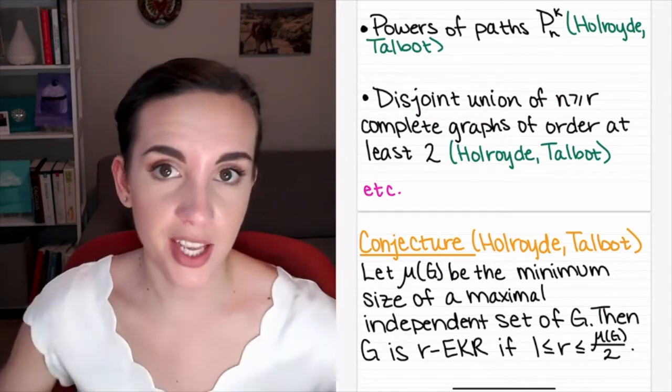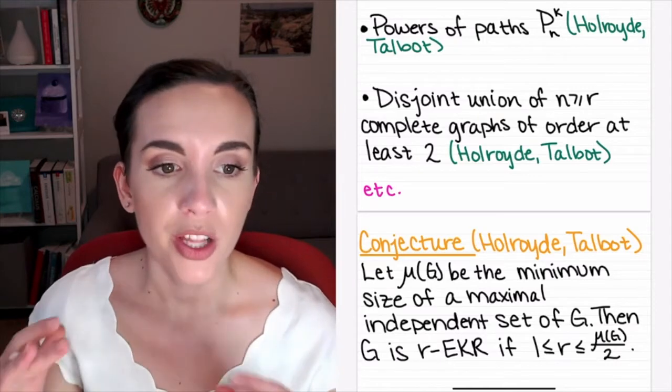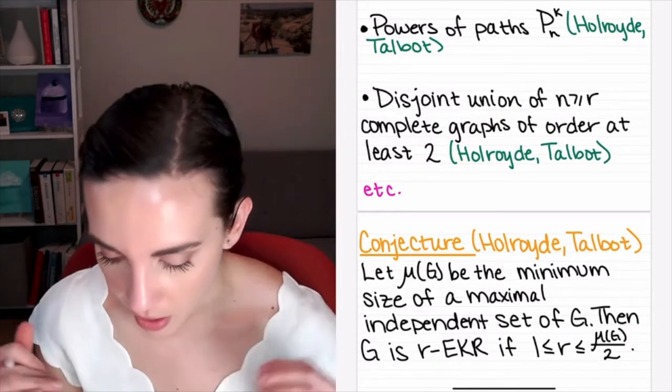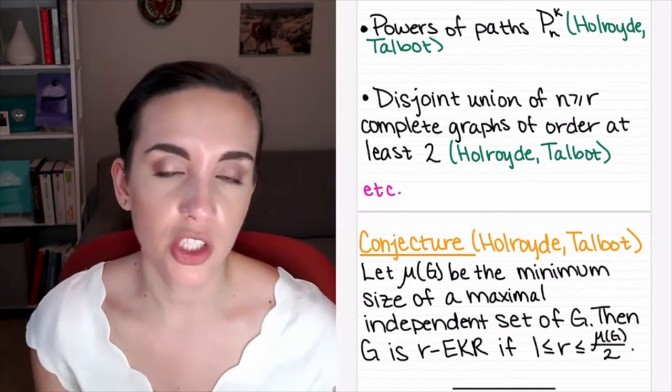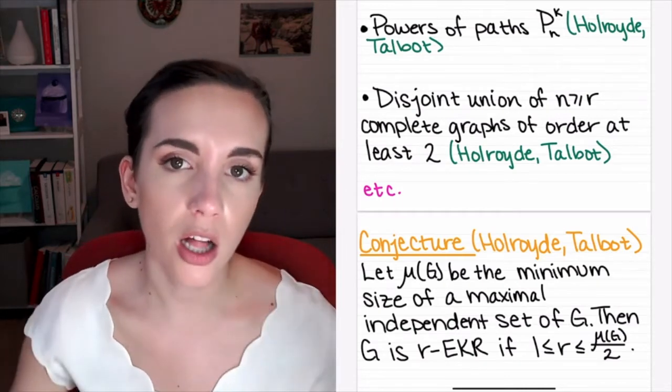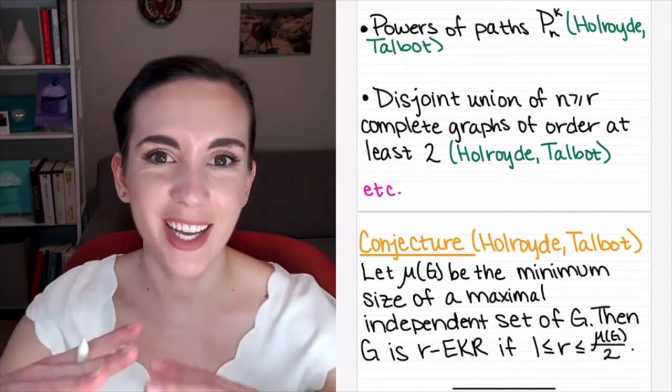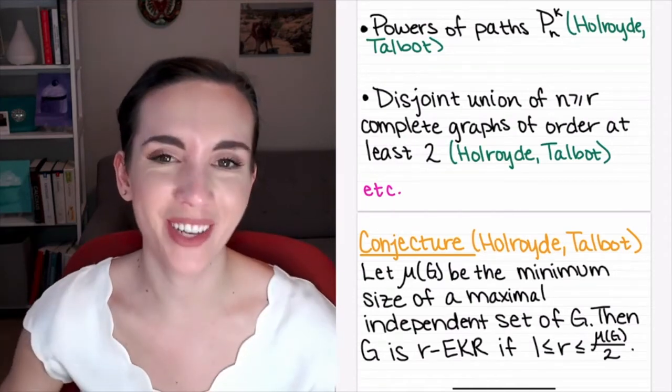Thinking back to the EKR theorem, what that means for empty graphs is that mu of G for empty graphs is just the number of vertices, because there's only one maximal independent set, and it's the independent set that contains all the vertices, right?